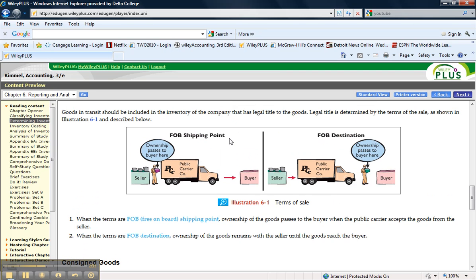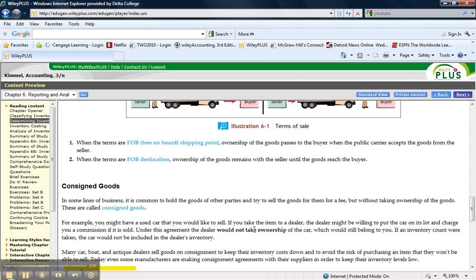And so if you determine that a company owns goods while they're in transit, then that amount of goods needs to be added to the company's count to be included in their inventory balance at the end of the year.